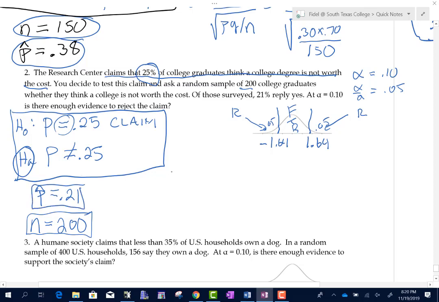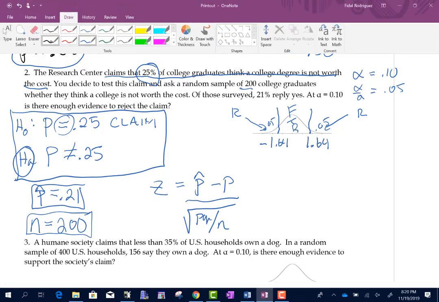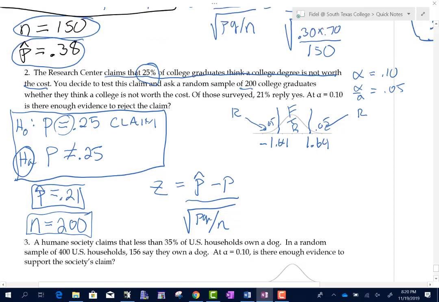Guys, all I'm going to do here is write down the formula that we used earlier. To find my test statistic, I'm going to take p hat minus p, divided by the square root of pq all over n. If we know right now that p is 0.25, what would my q number be?